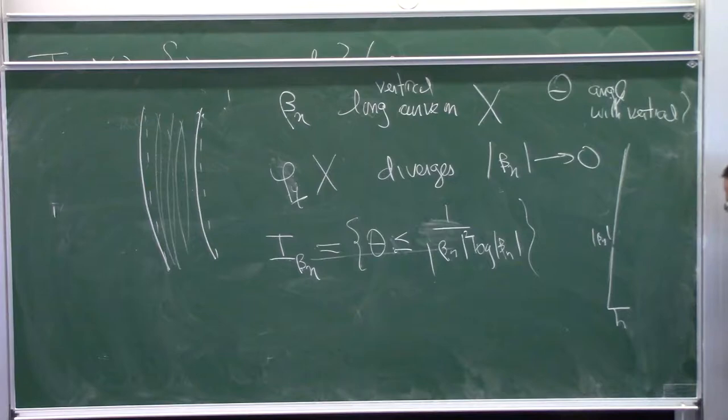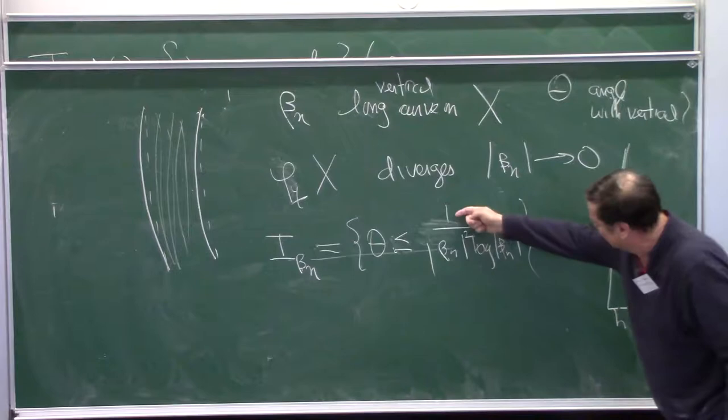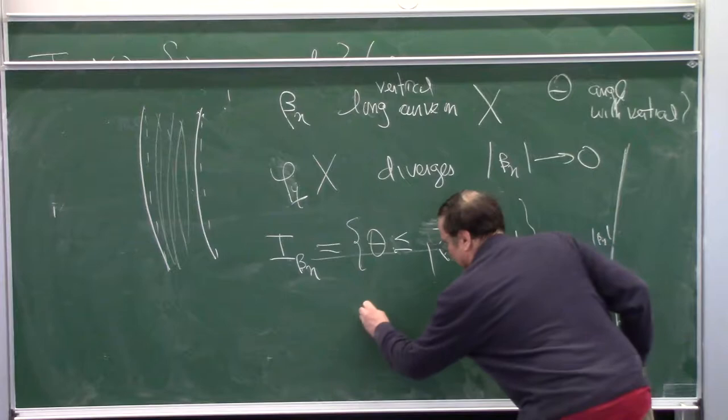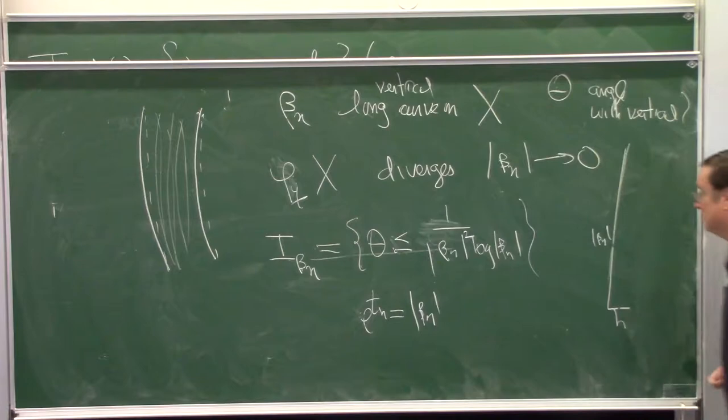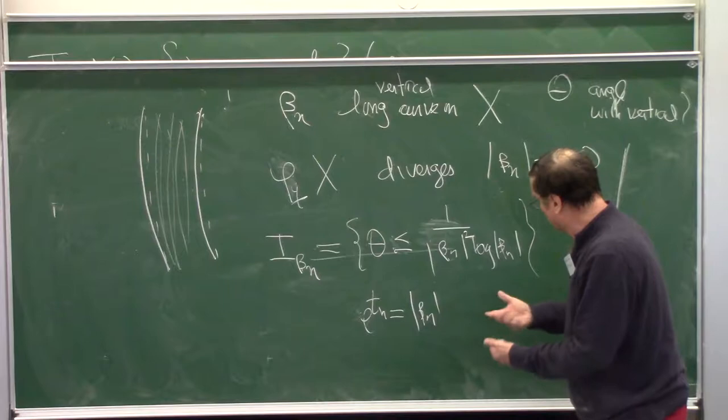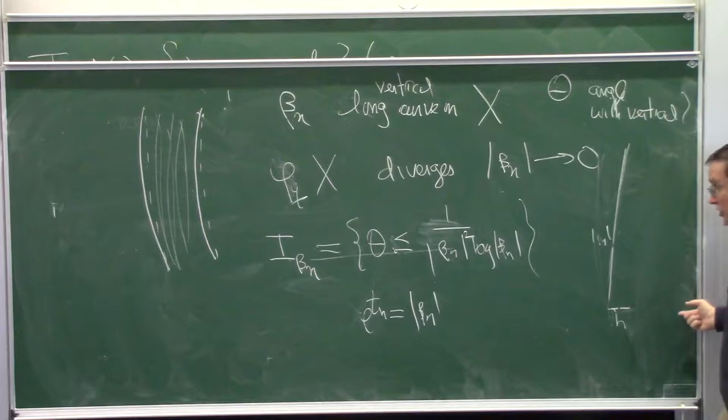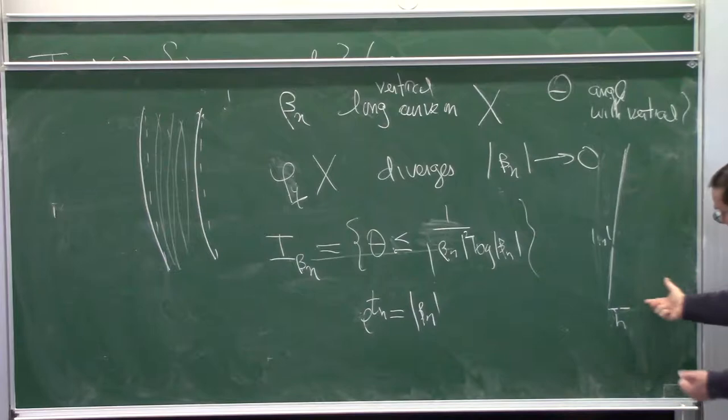And if the angle is small enough, then after flowing time beta n, suppose e to the tn is equal to beta n, so the time is the length beta n, the length of your curve will be about equal to 1. H times beta n will still be pretty small. So now the length of your curve is 1, the horizontal component is still very small. You could flow even longer.